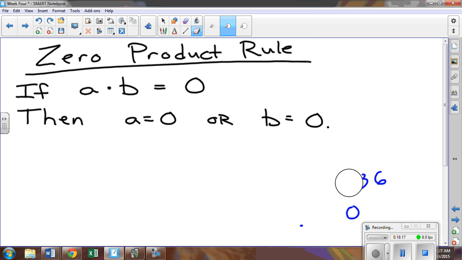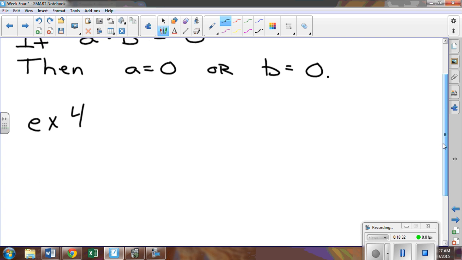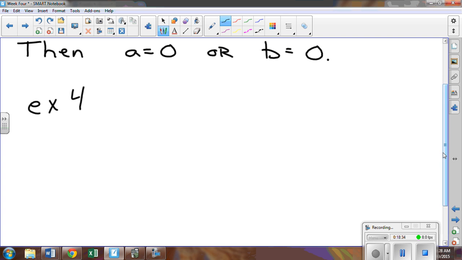Now, when you're working with numbers, that seems pretty silly, but when you start working with variables, it becomes a very, very powerful tool for us. In fact, along with inverse-reverse, it is one of the main strategies for solving equations.